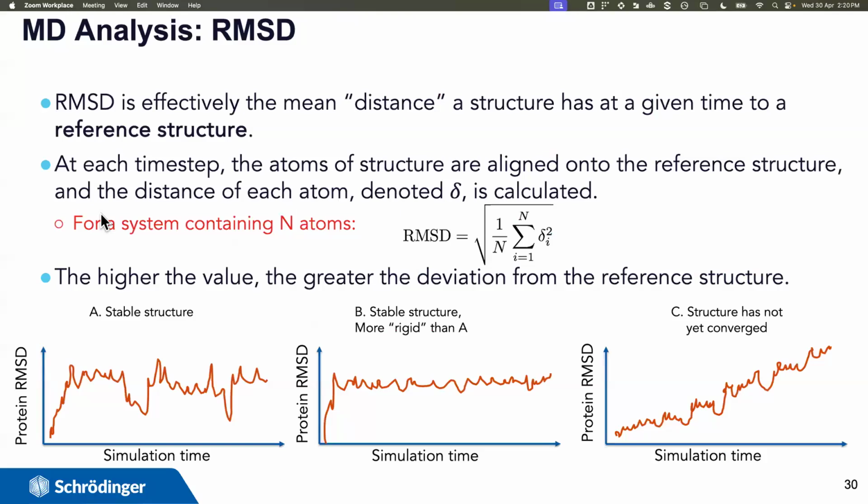Right, so the RMSD is the root mean square deviation. This is the main equation: the square root of 1 by N, where N is the number of atoms in your system. It goes over all the atoms, i equals 1 to N, and calculates delta i squared. Delta i is the difference of your distance from the first frame to all the subsequent frames.